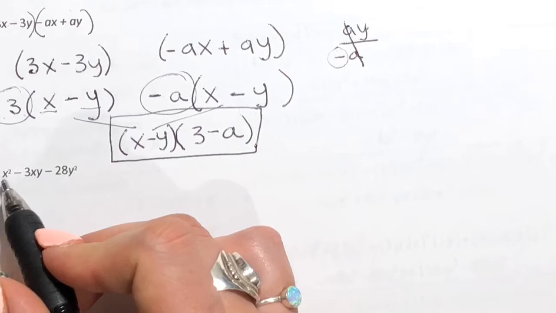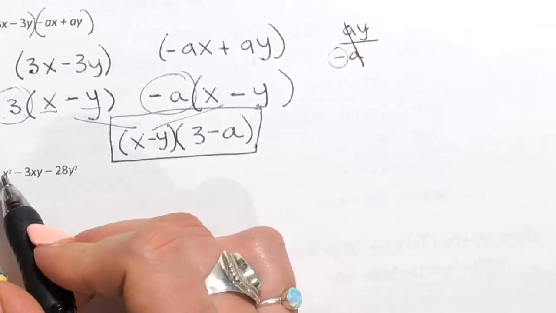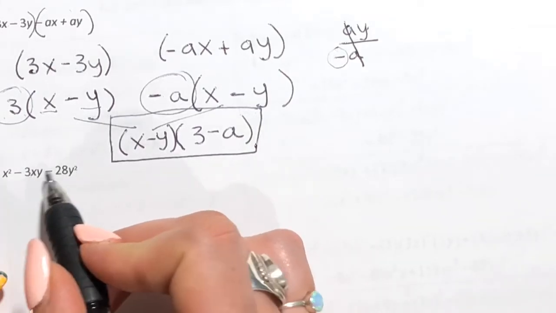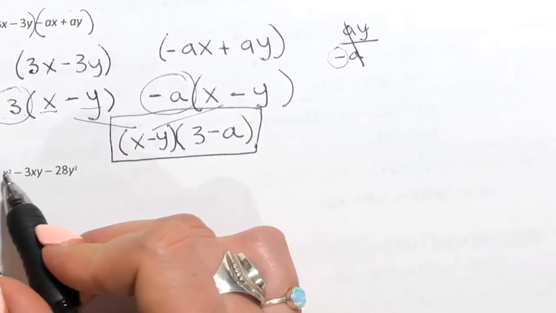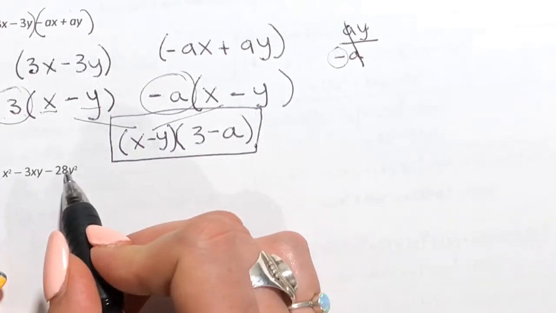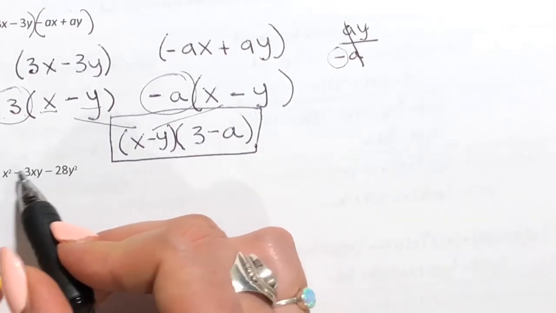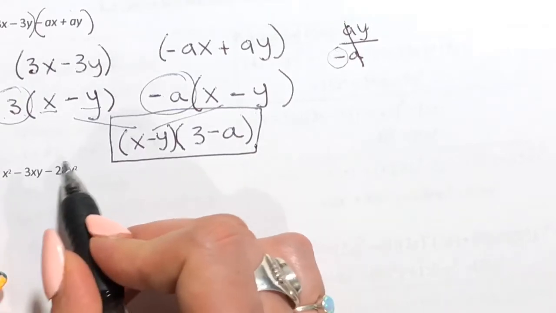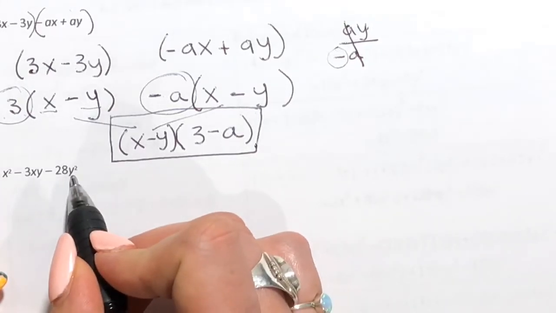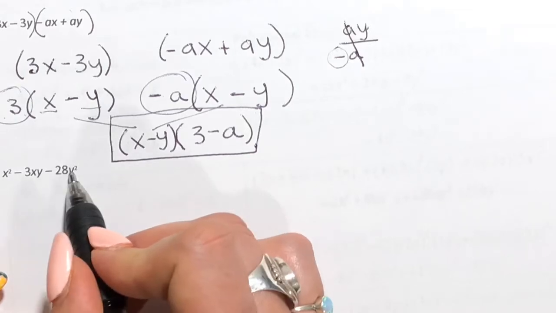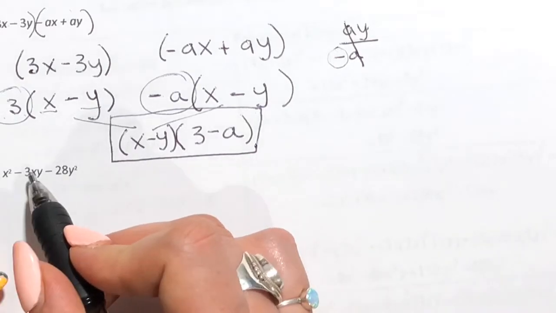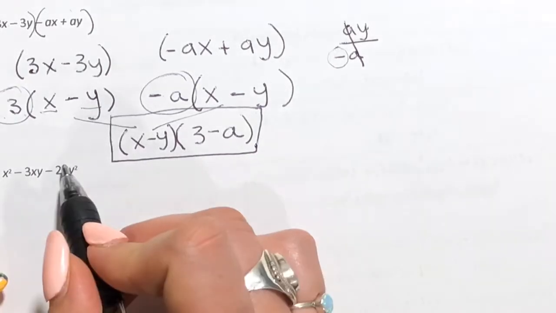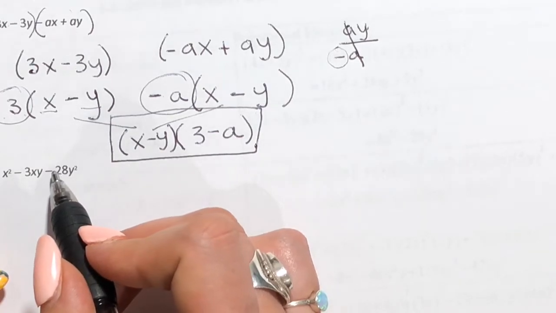So first I'm going to see, are there any common factors? We have x squared, 3xy, and 28y squared. So looking at the numbers 1, 3, and 28, there's nothing in common there. These two have x's, but the third one doesn't, so I can't take an x out. These two both have y's, but the first one doesn't, so I can't take a y out either. So there's no common factors. We don't need to worry about that step 1.